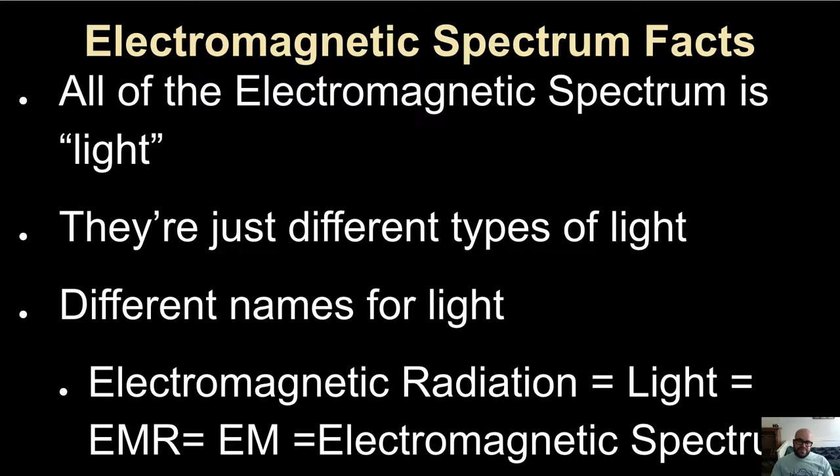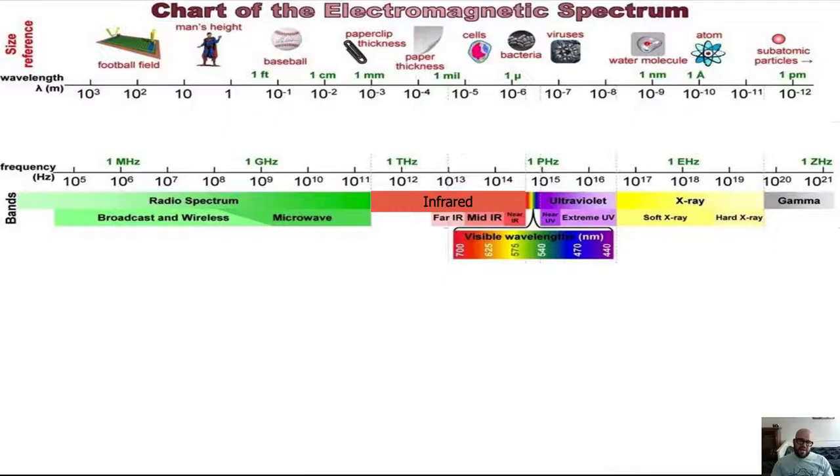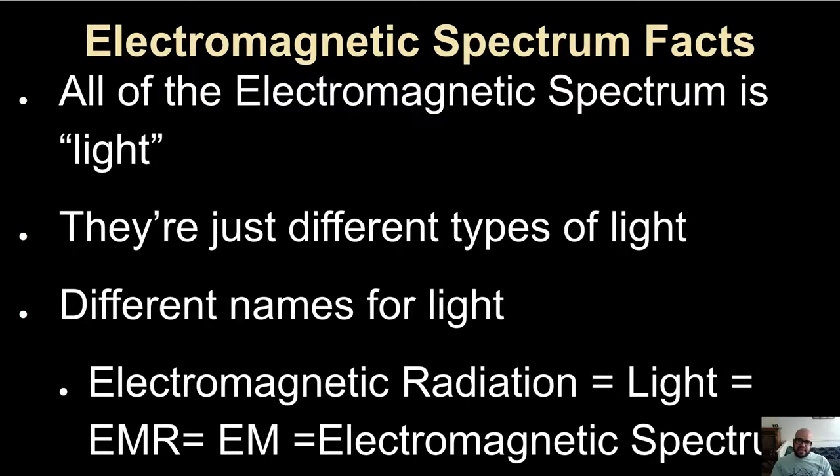Electromagnetic spectrum facts. All of the electromagnetic spectrum is light. So if we go back up here, all of these are different types of light. And there are different names that kind of get used interchangeably, but they don't mean exactly the same thing, but all we're referring to is light in different ways. So electromagnetic radiation, light, EMR, electromagnetic radiation, EMS, or electromagnetic spectrum. All of those things refer to light.